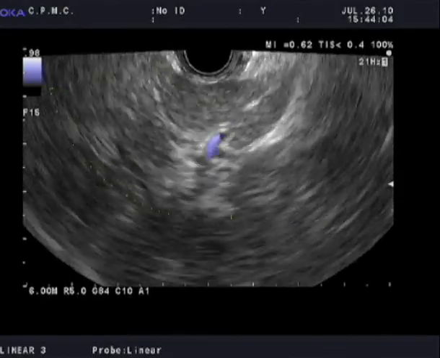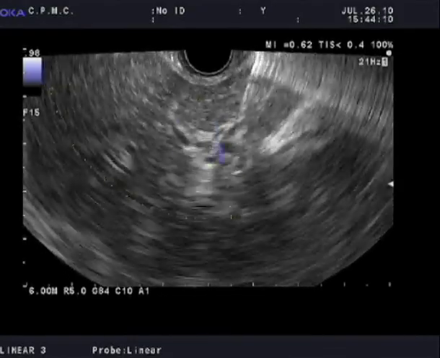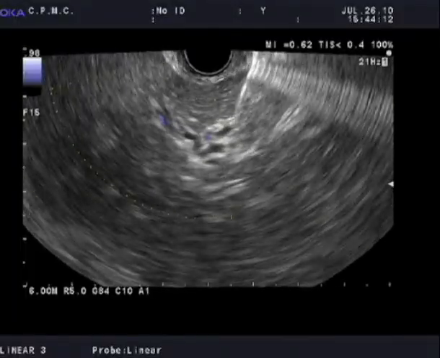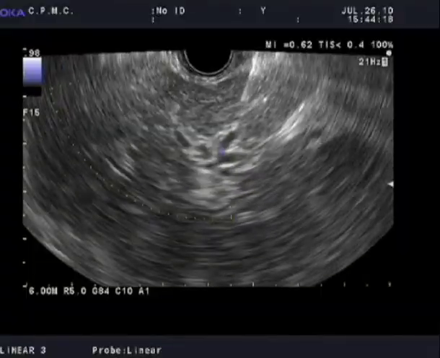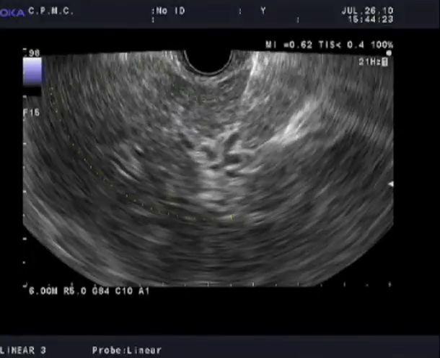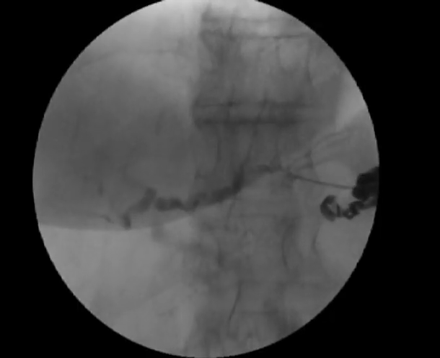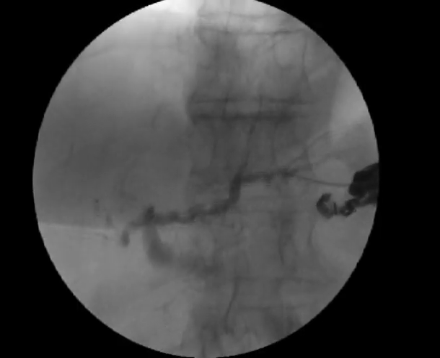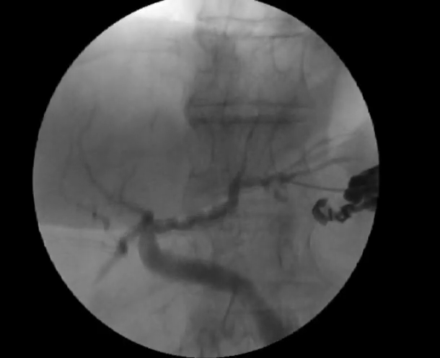The procedure begins with US-guided transhepatic puncture of the left hepatic duct using a 19-gauge needle. At this moment, the stylet is removed and bile is aspirated through the FNA needle. After confirming bile aspiration, contrast is injected, and an anterograde cholangiogram is then obtained.